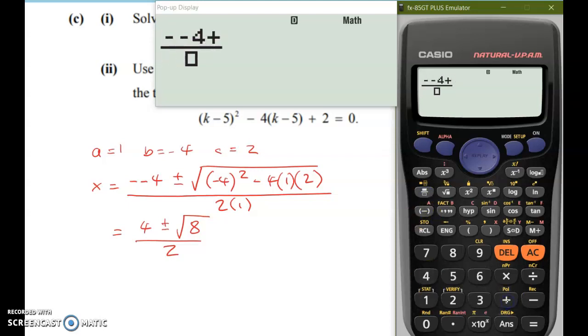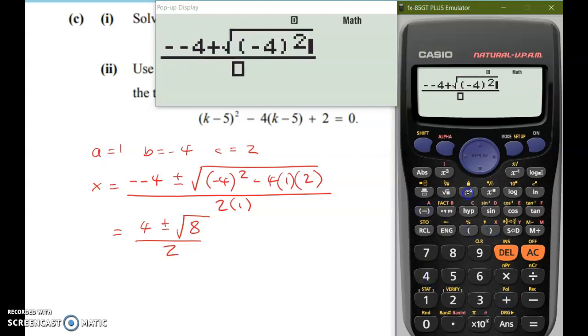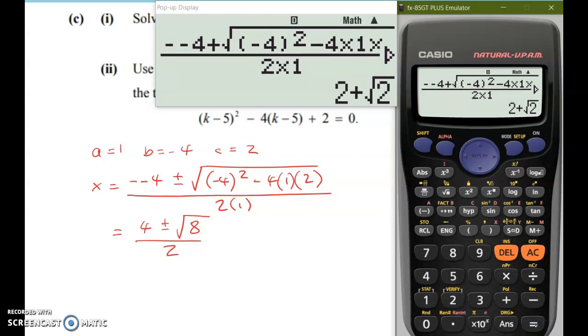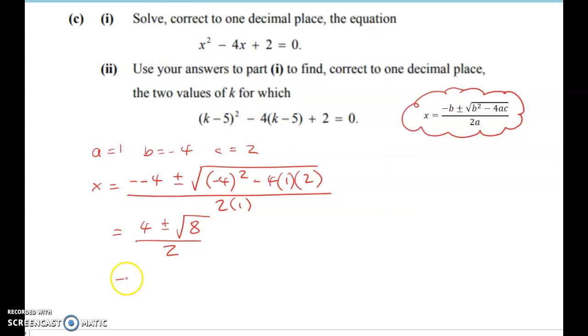-(-4) plus the square root of brackets -4 all squared, minus 4 times 1 times 2, all over 2 lots of 1. Okay, and you get 2 plus root 2. That's the positive version, and then it's also the negative version. So your two answers are 2 plus root 2 and 2 minus root 2.